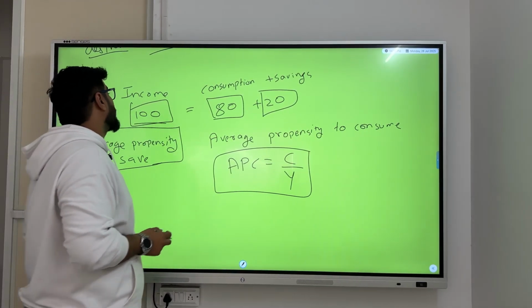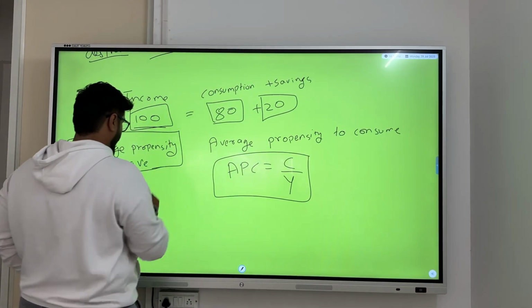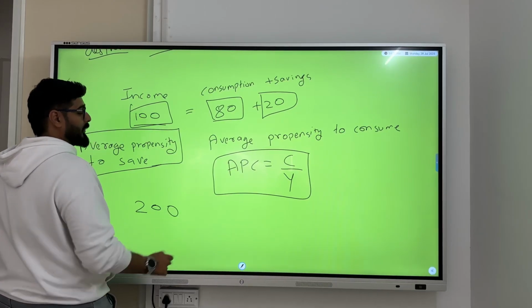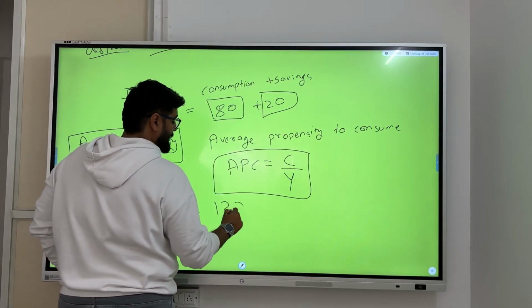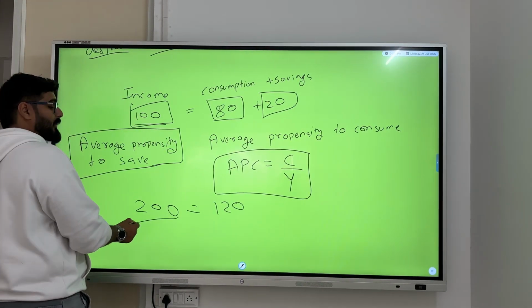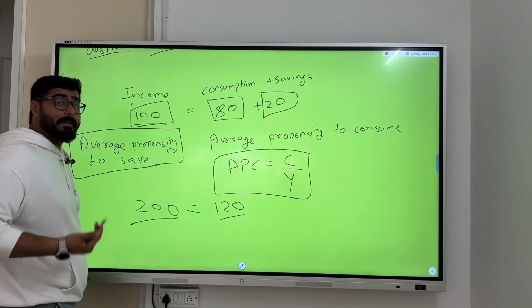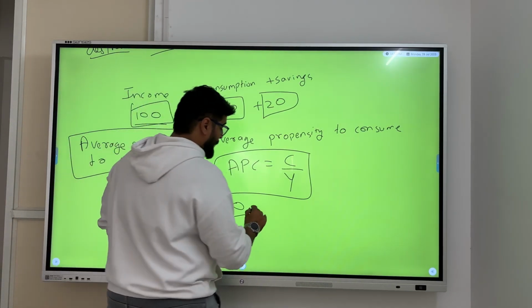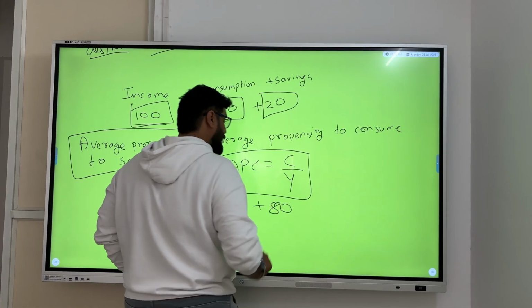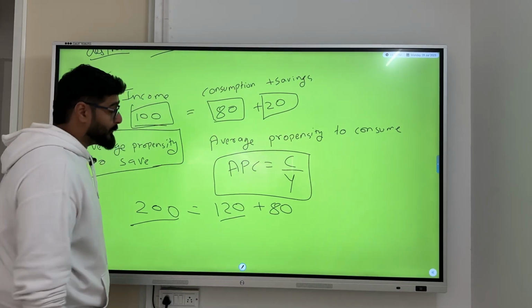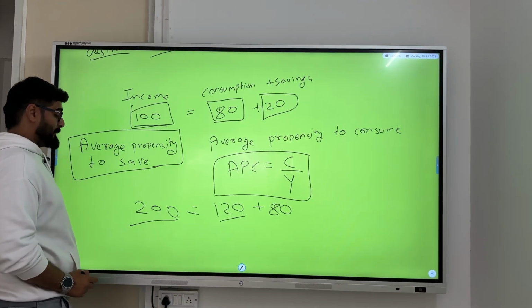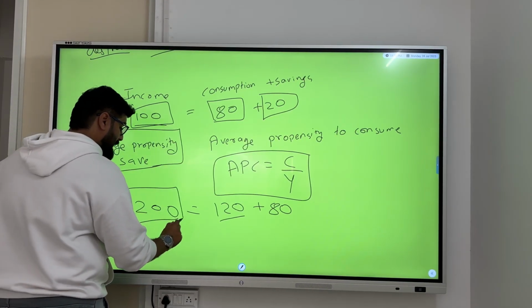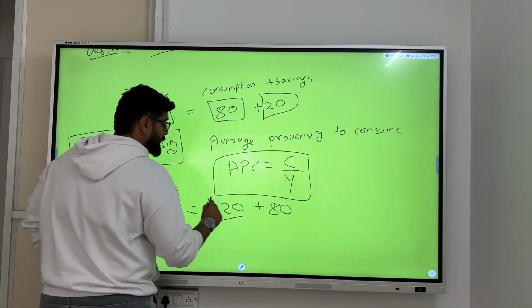Okay. Now suppose if my income changes from 100 to 200 and I change my consumption, I am earning 200 rupees, out of that 120 I am spending. So remaining 80 rupees I am saving. How much I am saving? 80 rupees. So suppose out of this income, how much I am consuming?